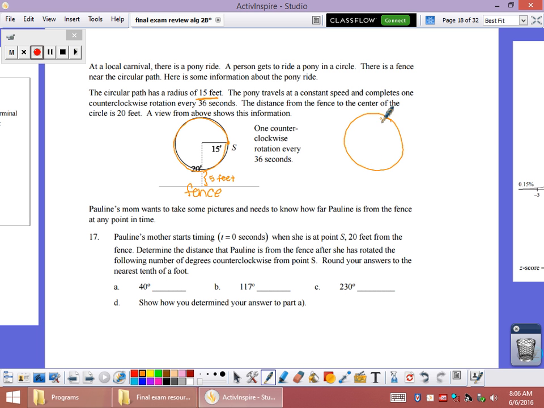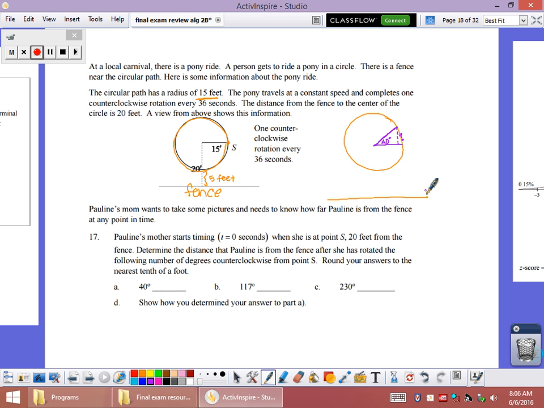I have the circle, the fence. When Pauline has gone 40 degrees from here, this is where my angle is starting, 40 degrees is about like that, okay, where this is a 40-degree angle. Now, I want to know how far Pauline is from the fence. Well, I'm going to start by figuring out that distance that I just drew in a dotted segment.